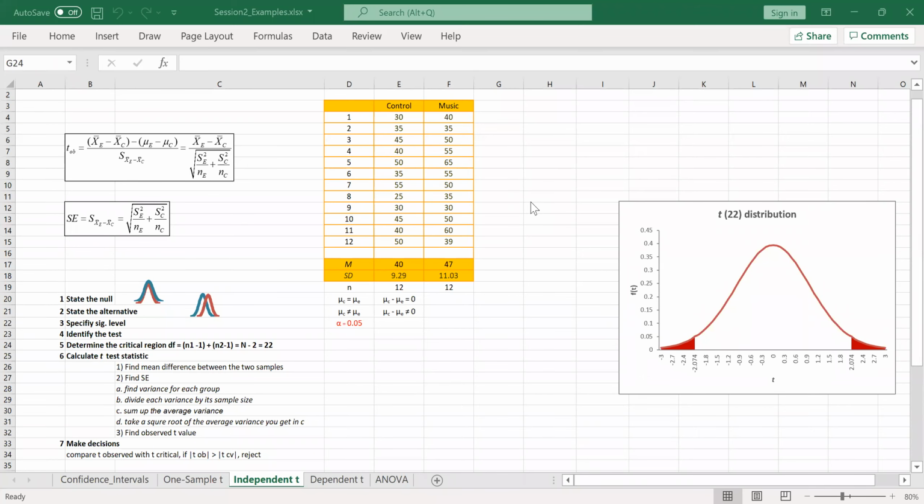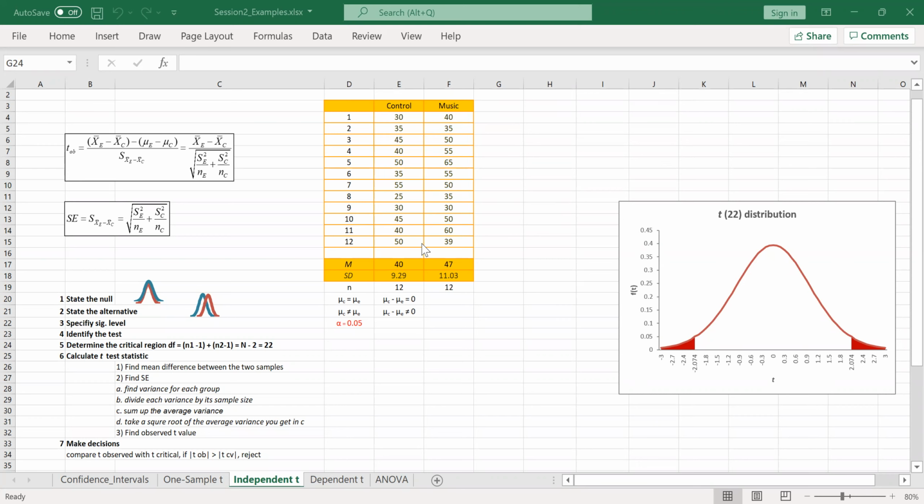This tutorial is to show how to run an independent samples t-test. This is the data set, so we're going to look at how music influences students' test performance. I have two groups, a control group and a music group. Both groups will complete a test. The difference is that the music group will listen to background music while completing the test.